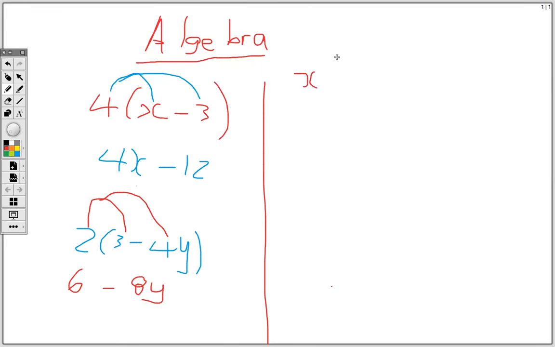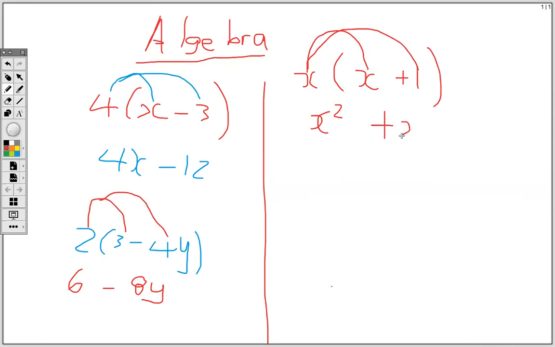So if we have x times x plus 1, this requires a little bit of indices. So if you haven't watched my indices videos, please pause, review, and return. Now, we are going to multiply. So we multiply x times x, it becomes x squared. x times 1, that gives you positive x.